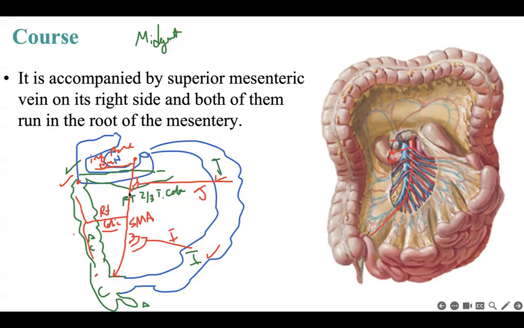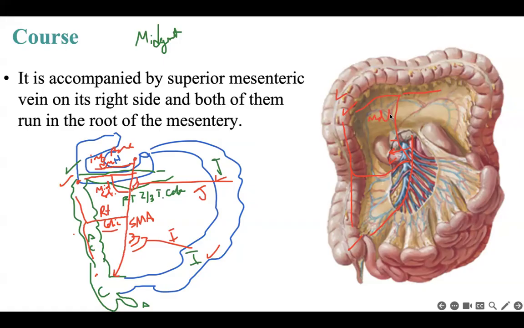What else? It will give to the transverse colon, the right two-thirds, an artery that supplies the right two-thirds of the transverse colon and the flexure, called the middle colic. All these arteries will anastomose together. So the right colic supplies the ascending colon and cecum and also the right colic flexure, and it gives another artery to the transverse colon, the middle colic.